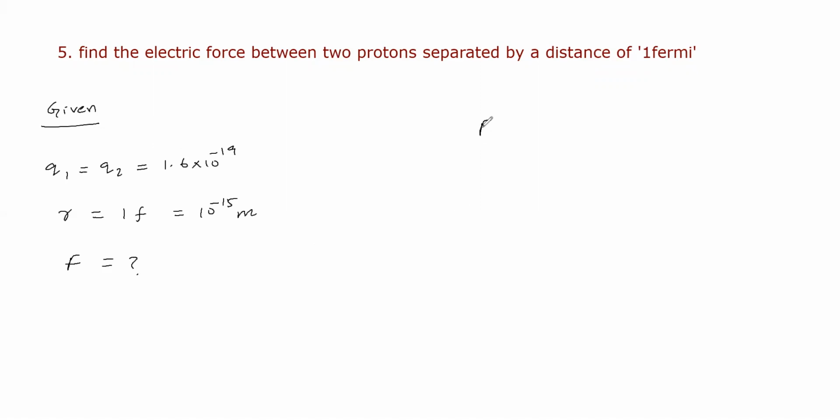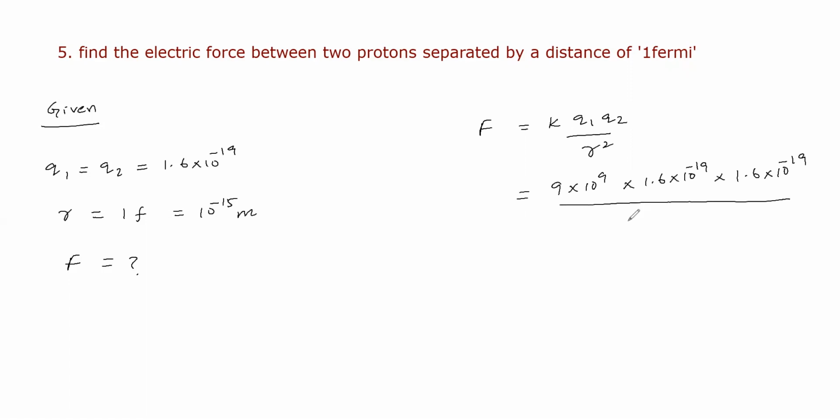The formula for electric force is equal to k into q1 q2 divided by r square. K value is 9 into 10 power 9 and q1 value is 1.6 into 10 power minus 19 and q2 value, that is also a proton, so 1.6 into 10 power minus 19, divided by r square. R is 1 Fermi. 1 Fermi is 10 power minus 15, so 10 power minus 15 whole square. Now we are going to simplify this one.